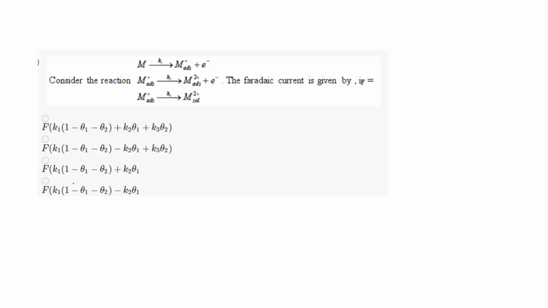Another equation is given, and you're supposed to write the Faraday impedance. It's a three-step reaction where M gives M adsorb plus one electron, M adsorb plus becomes M adsorb 2 plus electron, and M adsorb plus is again giving M solution 2 plus. What is the Faraday impedance? Third option. Okay, K1 times 1 minus theta 1 plus theta 2, plus K2 theta 1. Anyone else have any answer? Third one.